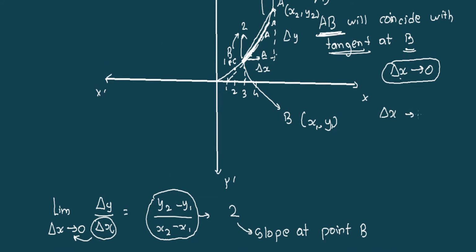Delta x is tending to 0, delta y is tending to 0. Then shouldn't delta y by delta x both tend to 0 and be of the form 0 by 0? Yeah? But let me give an example. It is tending to 0, it's not 0, okay?